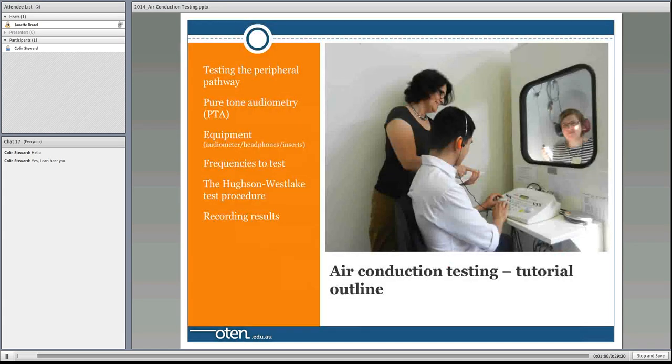So tonight we're going to cover testing the peripheral pathway, so that's the peripheral pathway of sound through the ear. We're going to look at what pure tone audiometry is, have a quick look at what equipment we use, what frequencies we test when we're doing air conduction testing. We're going to talk about the Hewson-Westlake procedure, which is something that is universally known about and used, and we're going to have a quick look at recording results.